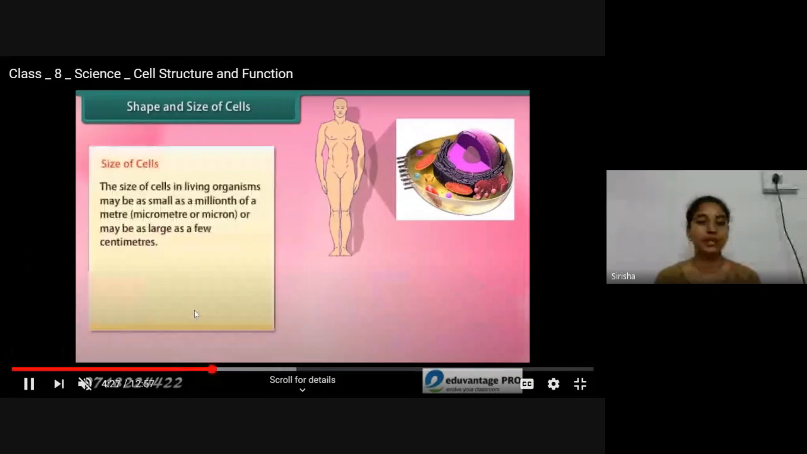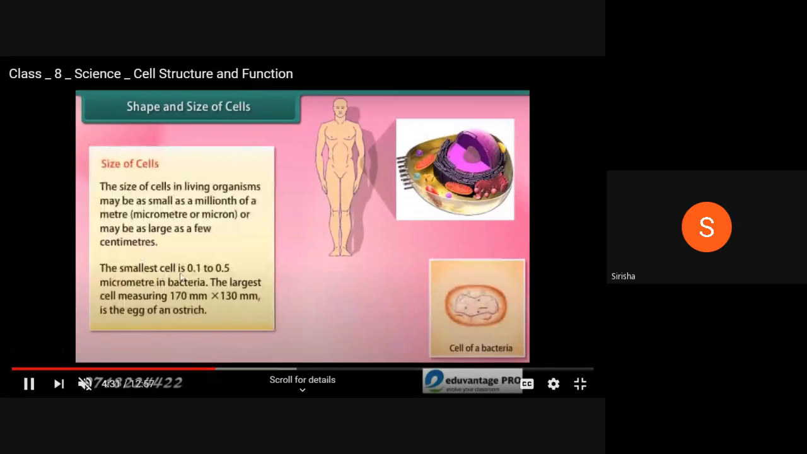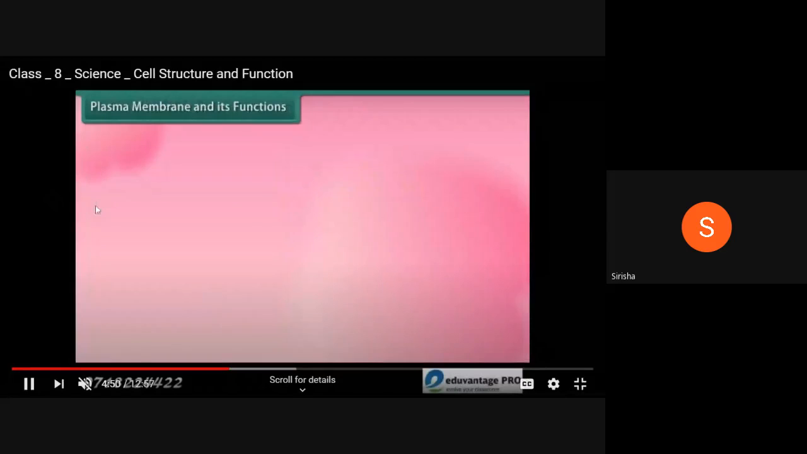Size of the cell. The size of the cells of living organisms may be very minute, which cannot be seen by the naked eye, or as large as an object. If you see the picture, you can clearly see the ostrich egg. And the cell of a bacteria cannot be seen through the naked eye. So the largest cell is 170 millimeters.